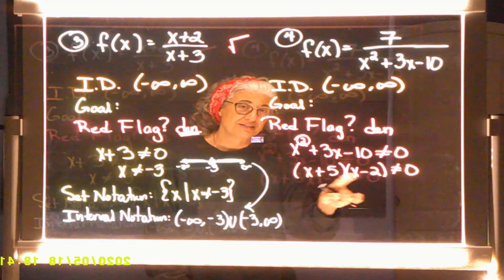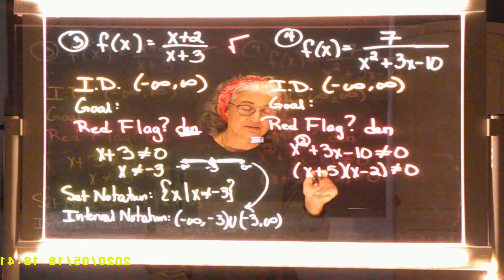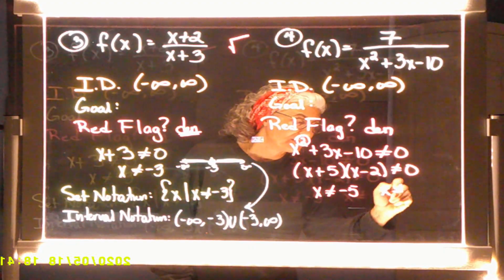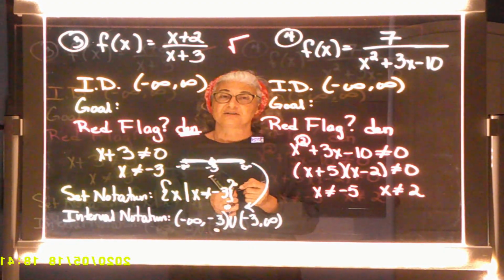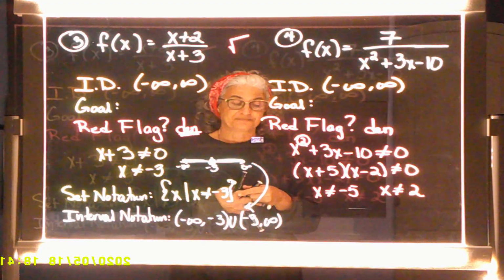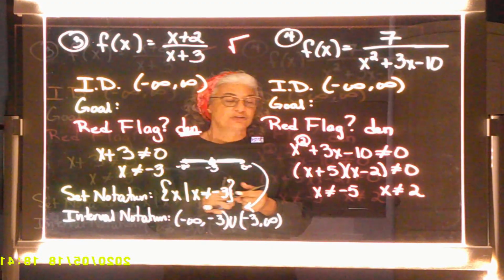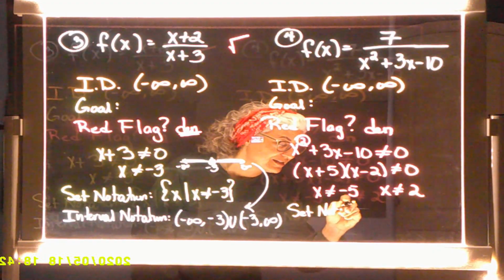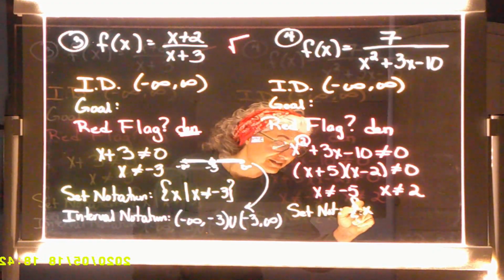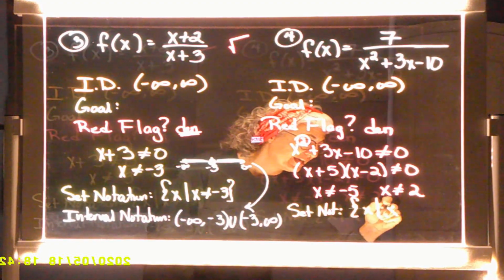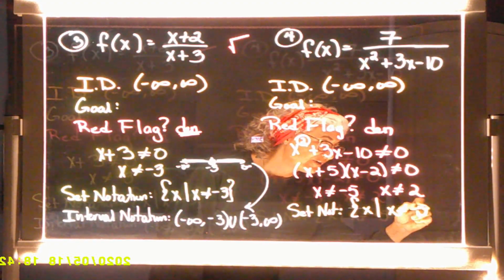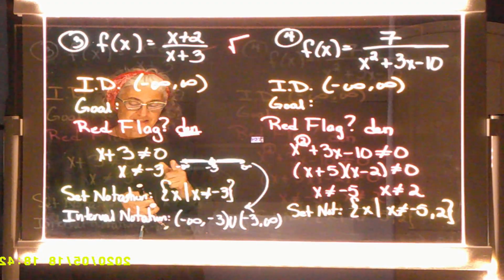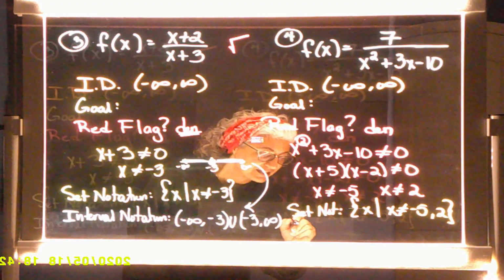All right, and I take each one of these and I set them not equal to 0. Agreed? Which means in this case, x cannot be equal to negative 5, and x cannot be equal to a positive 2 when you set each one. Agreed? Okay, so 2 ways to write it. You have set notation, and set notation says the set of x such that x cannot equal negative 5 or 2. Good? And then you've got the interval notation.